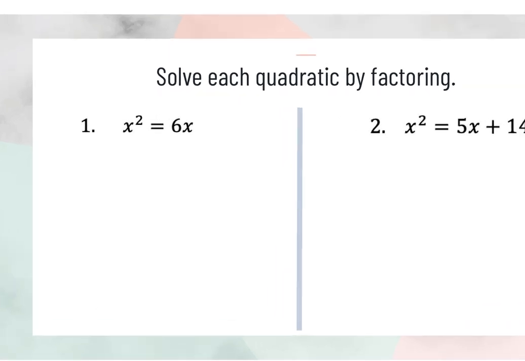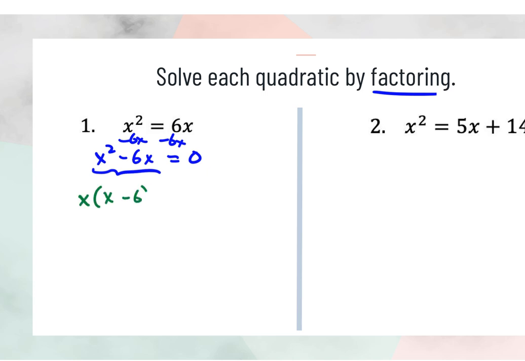Let's take a look here. Solve each quadratic by graphing. So to solve by factoring, not graphing, I need to get everything to one side and set it equal to 0. So I'm going to subtract 6x over. Now I'm going to factor just this left side. I'm going to pull out what's in common. What's in common is x, and I'm left with x minus 6 once I factor it.